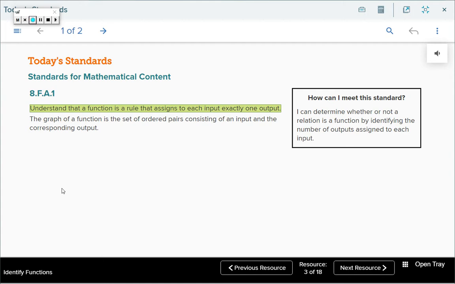So by the end of this lesson, you're going to understand what a function is, and that it's basically a rule where you have one input and one output. You understand? All right. Does everybody have that written down? This is actually really easy, guys, once we get the hang of it. Okay, let's continue then.